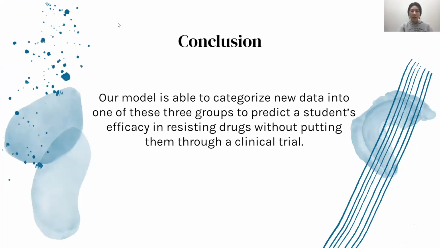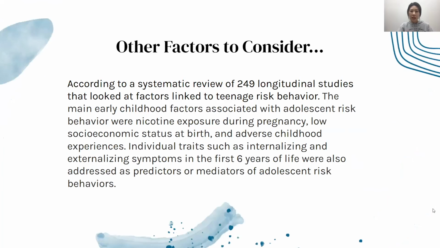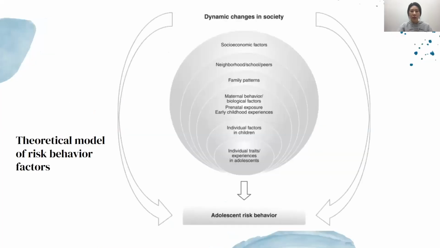We believe that there are many more factors associated with risk behaviors. Statistically, nicotine exposure during maternal pregnancy, low socioeconomic status at birth, and adverse childhood experiences are main factors. In this slide, we put a graph of the theoretical model of risk behavior factors, and the majority of the studies on the factors involved in teenage risk behaviors are cross-sectional or focused on the proximal factors. And that brings us to the end.